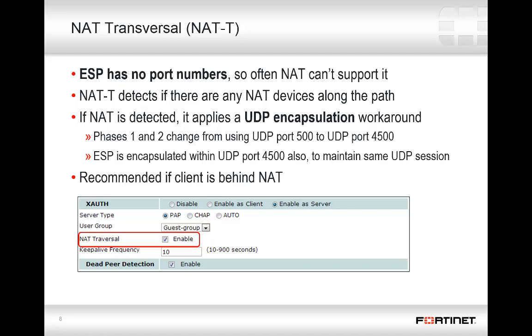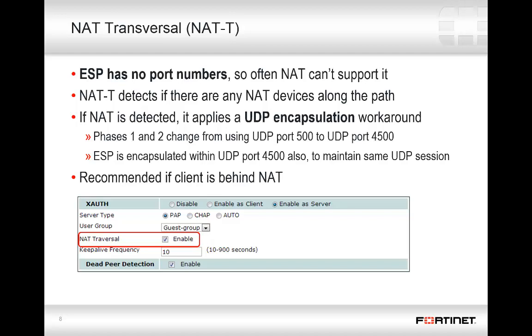IKE Phase 1 has more options that we didn't discuss during the basic IPSec VPN class. After FortiGate completes the key exchange, it will apply ESP to encrypt packets. Before we mentioned that ESP is IP protocol 50, not UDP protocol 17, nor TCP protocol 6. Unlike TCP and UDP, ESP doesn't have source or destination port numbers.